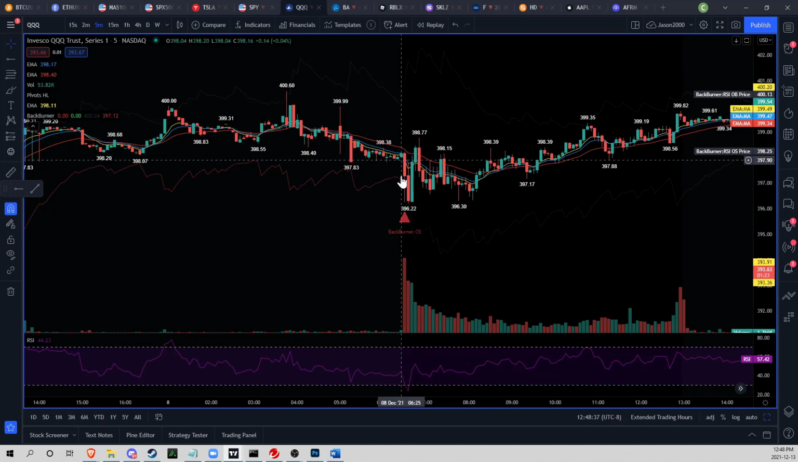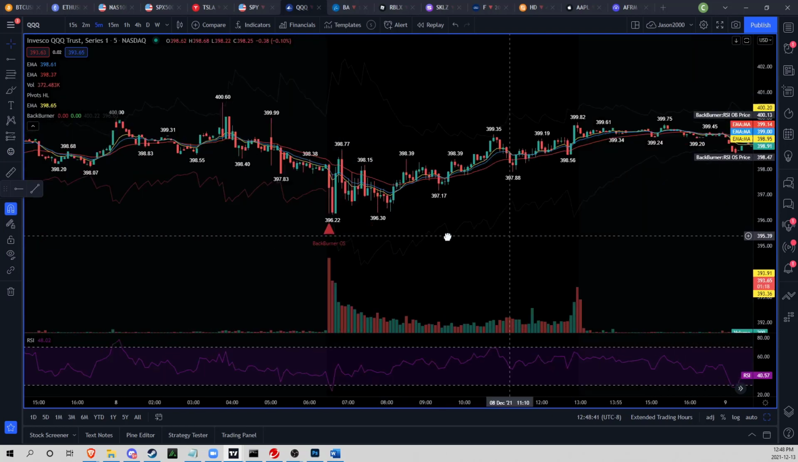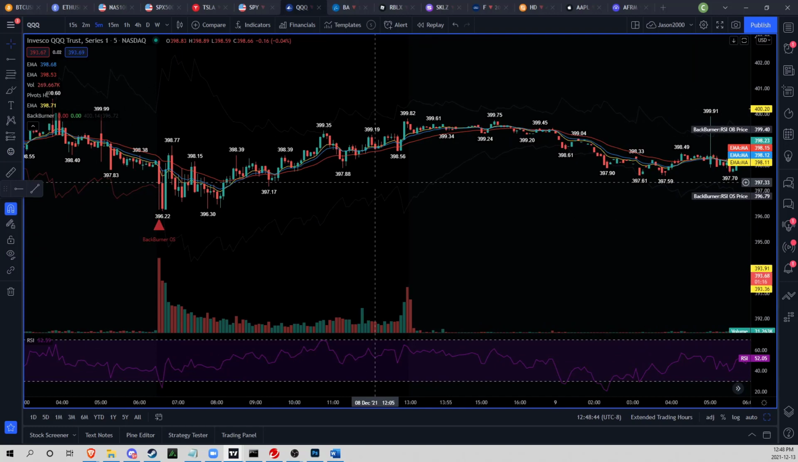BackBurner oversold. First 5-minute oversold condition since our run up. Bulls buy it, defend the low, and hold for the day. A pretty good example of that one.